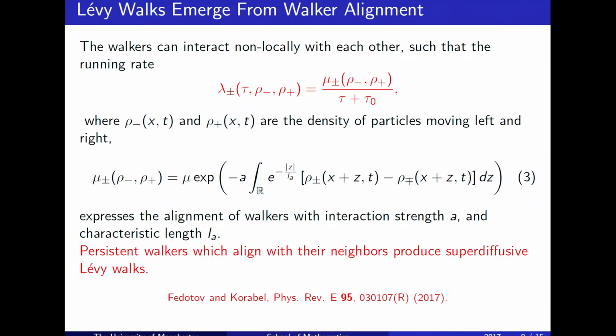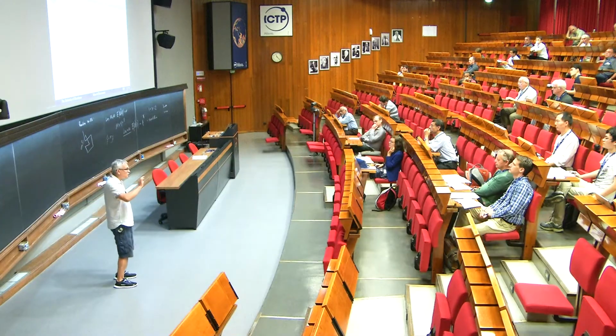Okay. This is just one example, a very recent example. Just imagine we have many particles. If a particle moves in this direction, but around it a lot of other particles are moving in the same direction, what do you think would be the implication for the particle?